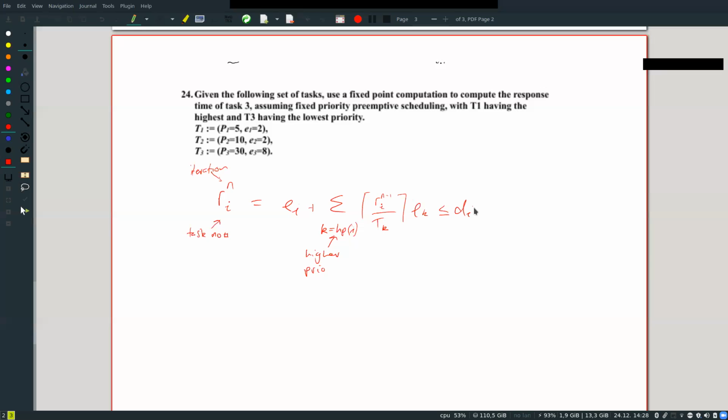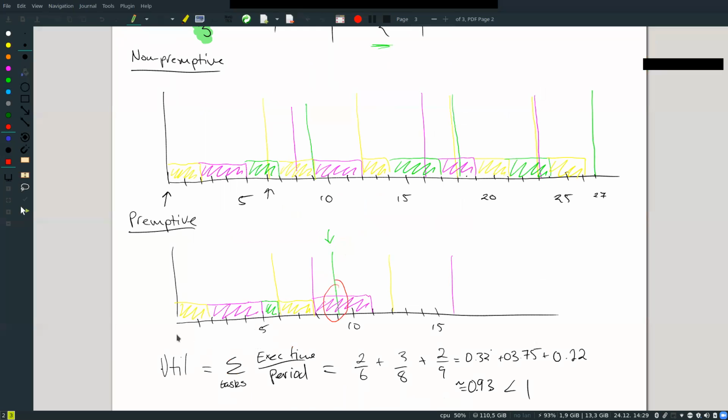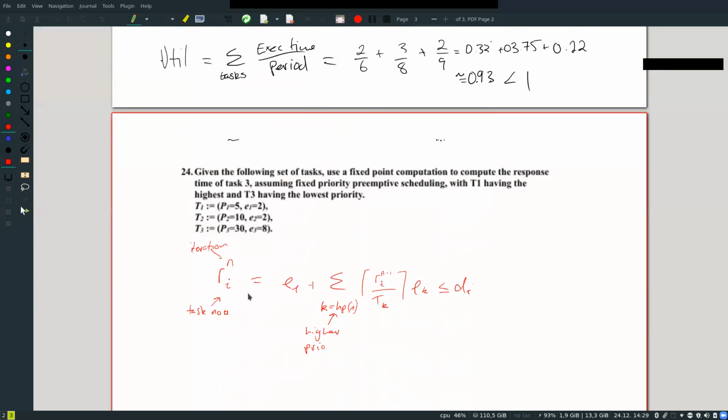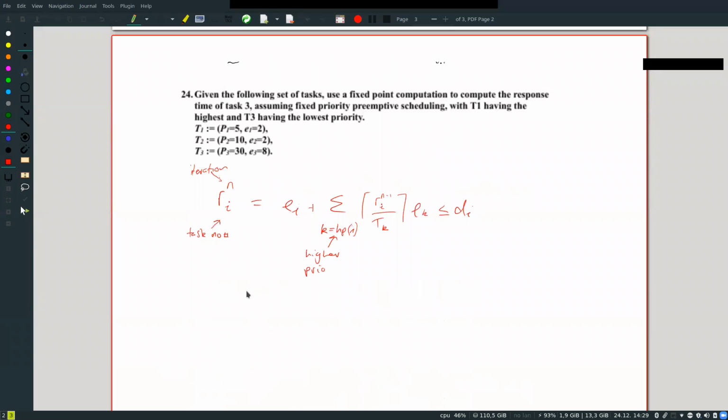If we do the initial calculation, you usually start with your highest priority task, because with the highest priority task this whole sum doesn't exist. There is none of it, so it's a super simple calculation. If you think back to the preemptive system, the response time of task 1 is always just its execution time, because it can't get preempted. It can't get delayed by anything since it's the highest priority task.